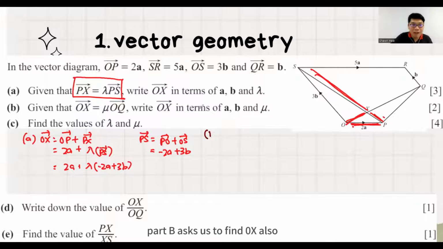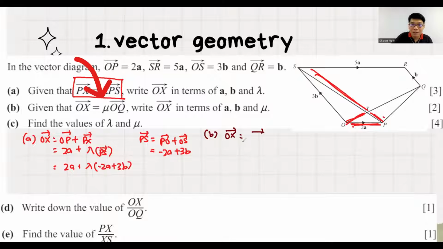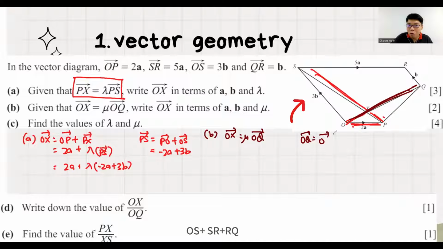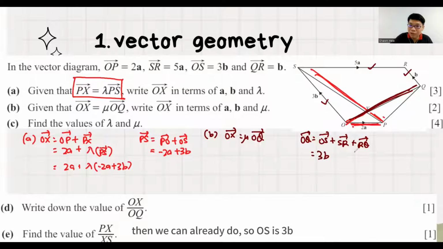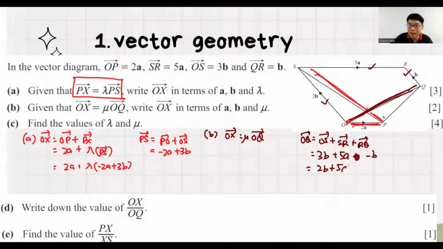Part B asks us to find OX also. They directly tell us OX is mu of OQ. OQ is here: OS plus SR plus RQ. Then we can directly do it. OS is 3B, SR is 5A. RQ is the reverse of QR, so that is why we must change it to minus B. So at last it is 2B plus 5A. So OX is mu times 2B plus 5A.